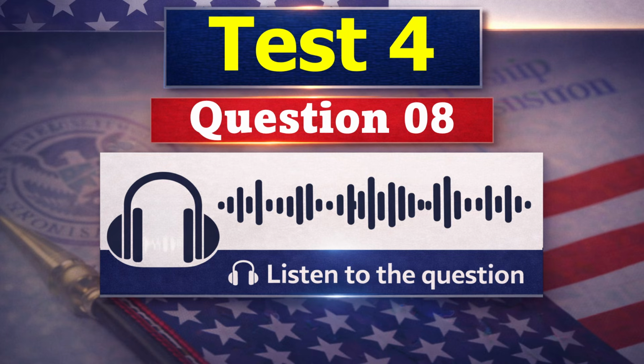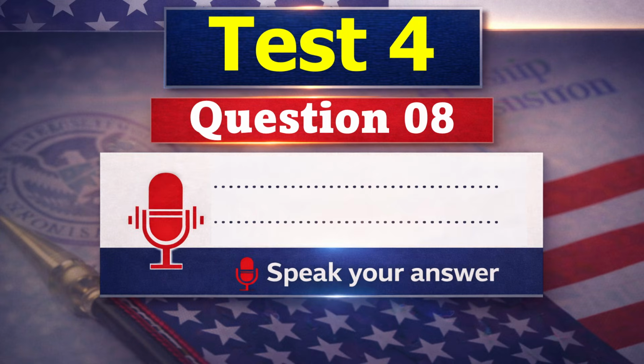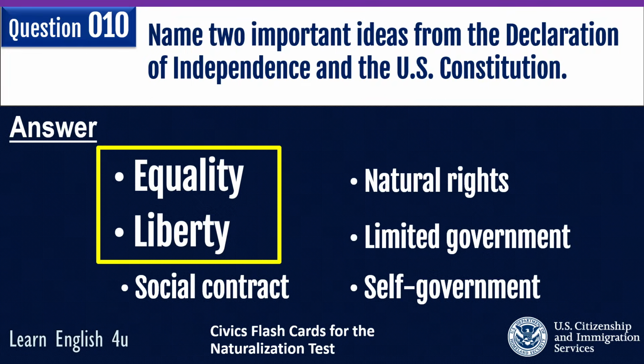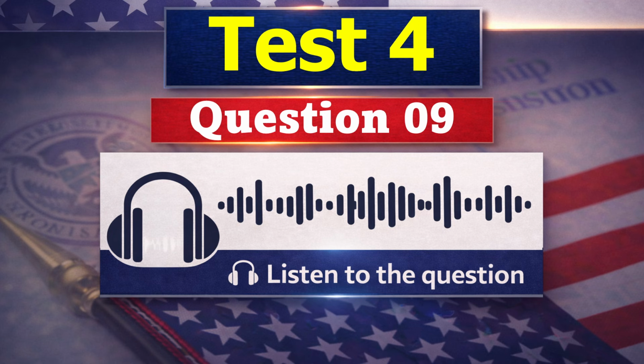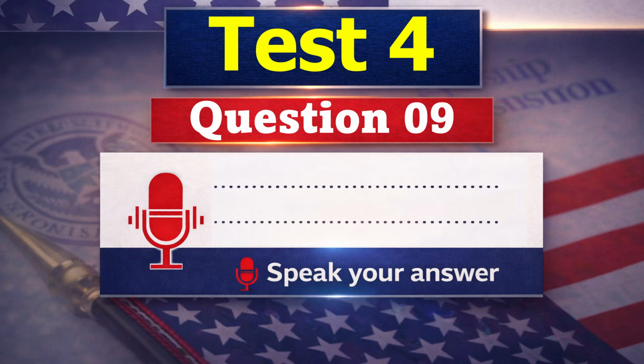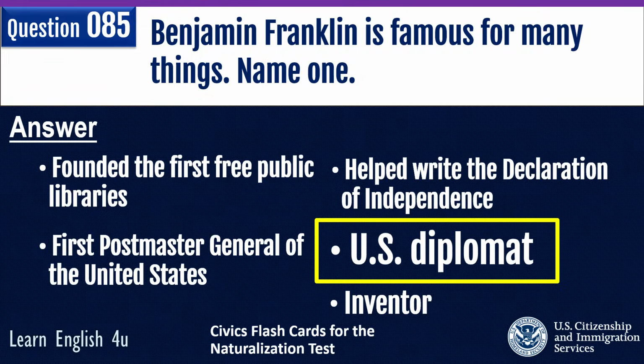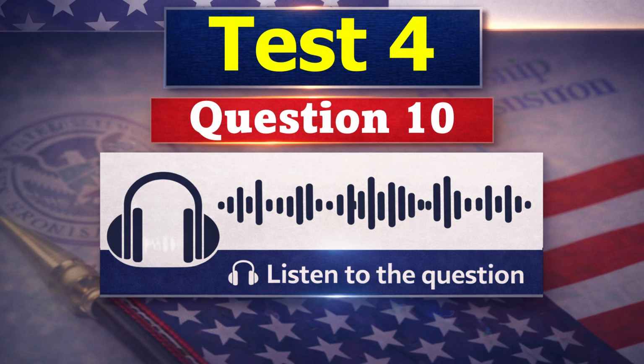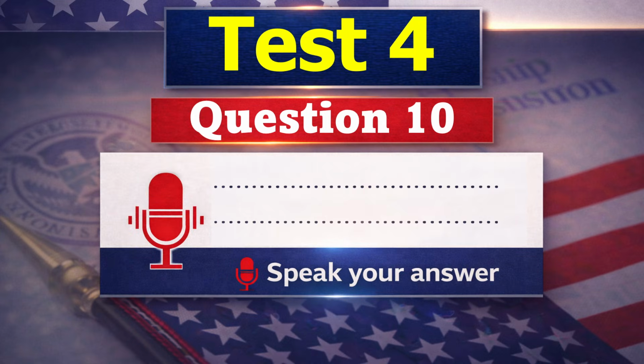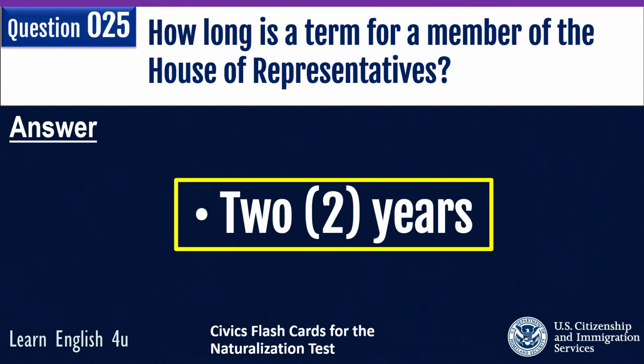Name two important ideas from the Declaration of Independence in the U.S. Constitution. Equality, liberty. Benjamin Franklin is famous for many things. Name one. U.S. diplomat. How long is a term for a member of the House of Representatives? 2 years.